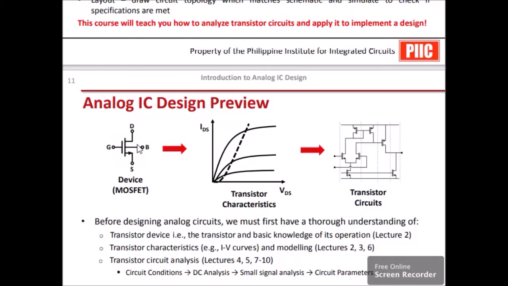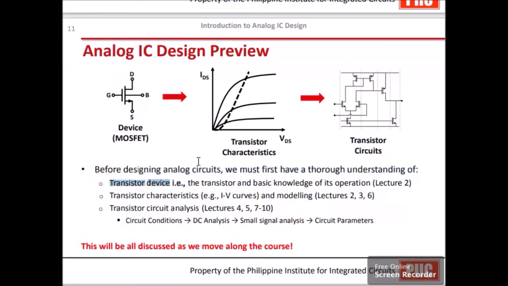Kasi sa device na to, kapag ina-alter natin yung kanyang length at saka yung kanyang width, nagkakaroon din siya ng changes dito sa kanyang characteristic. Makikita nyo yan sa laboratories natin later on. And then out of that, we have here our transistor circuits na. Kasi bago natin maintindihan ano ba yung ginagawa ng buong circuit na to, kailangan naintindihan muna natin ano ba yung ginagawa ng bawat isa sa mga transistors na to. Tama po ba? So that's why for the next topics, it is focused on the transistors.